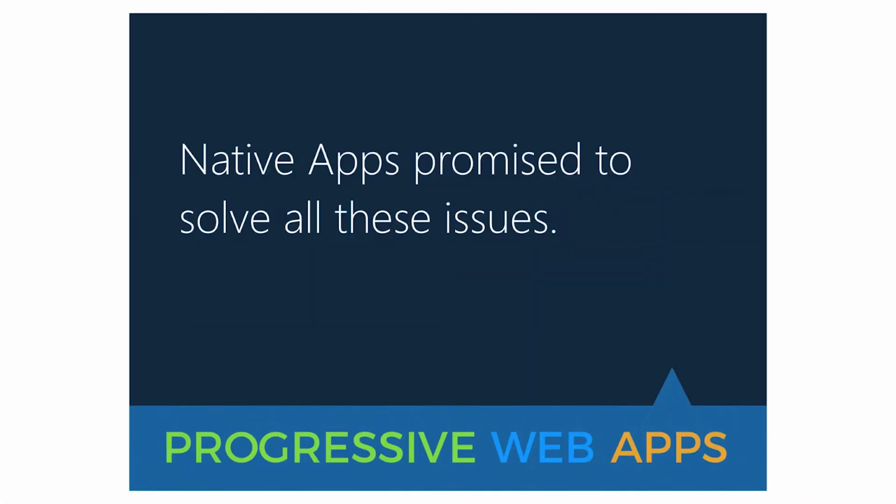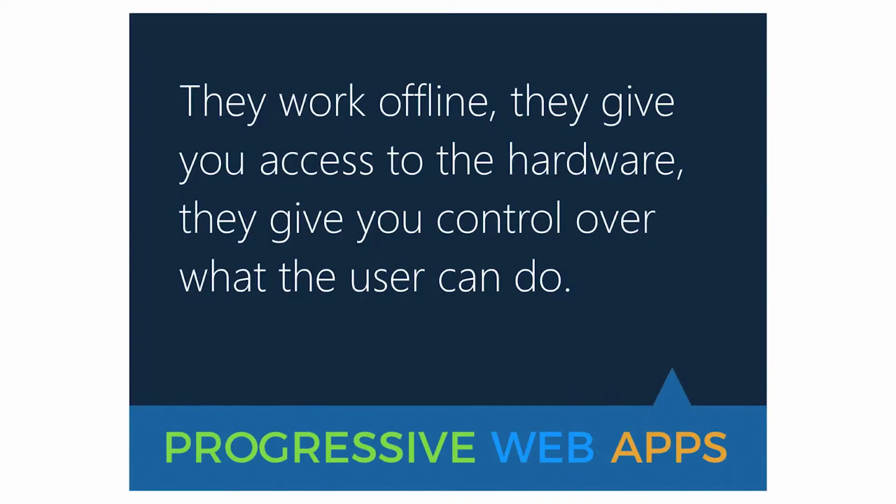So native apps promised to solve all the issues that the web had. They told us, okay, that's not the issue, offline works and it's great because everybody has an iPhone and everybody wants to have your applications and these kinds of things. That's why we started in HTML5 to mimic the native applications. They told us they work offline, they give you access to the hardware, and they give you control over what the user can do. And all of them came packaged.